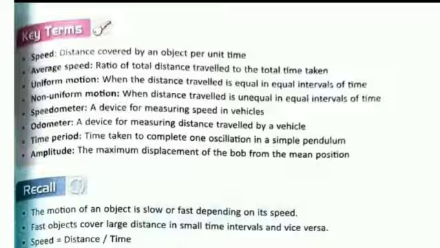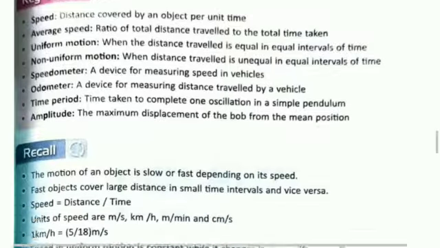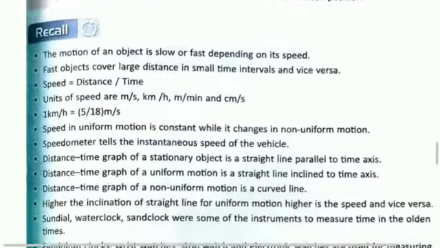That point is called the extreme position. Hanging is the mean position, and the displaced position is the extreme position. The angle between the mean position and the extreme position is called amplitude. So amplitude is the maximum displacement of the bob from the mean position. Hope you understood. Now come to recall.